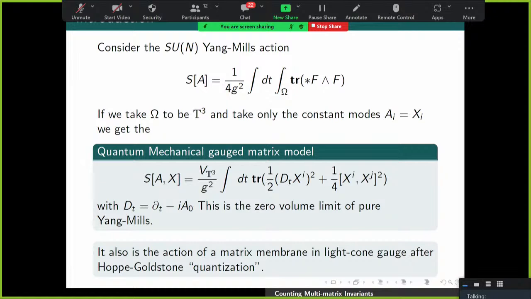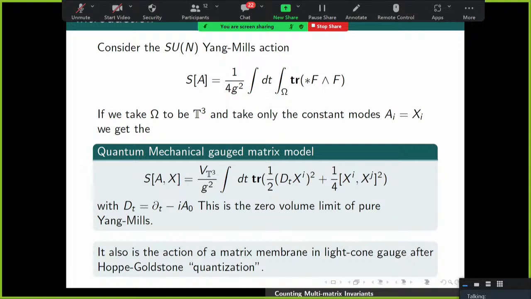One could dimensionally reduce it to 0 dimensions and get standard multi-matrix models. This variety here would be called multi-matrix quantum mechanics, whereas if I reduced it to 0 dimensions, got rid of time as well, you would have multi-matrix models. And what I'm interested in is counting the invariants of such models.